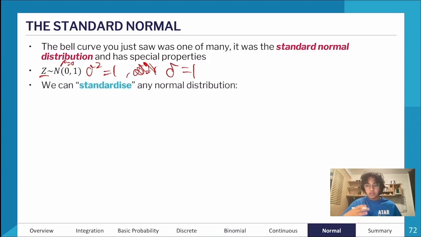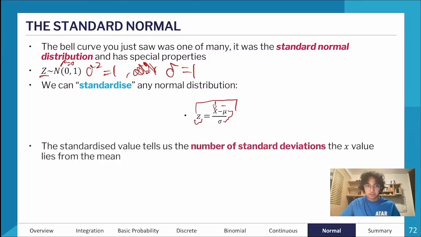The really neat part about a normal distribution is that we can get any normal distribution and move it to a standard normal distribution. How do we do that? We use this equation. Any standard normal variable is equal to the normal variable minus the mean of that normal variable, divided by its standard deviation. These means and standard deviations are different from 0 and 1; it'll be whatever it is for the distribution. The standardized value tells us the number of standard deviations the x value lies from the mean. This can be particularly useful for using that 68, 95, 99.7 rule.